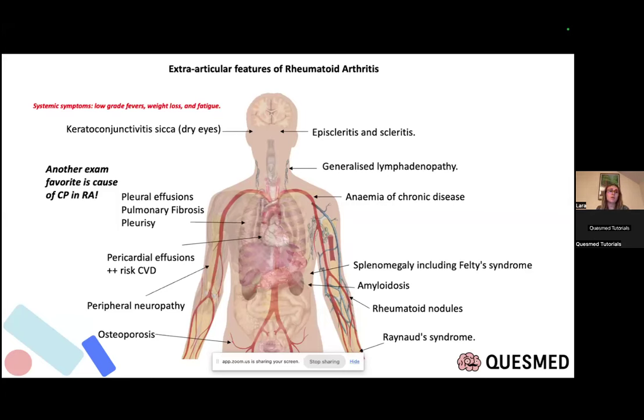Systemic symptoms I've put in red because they are actually really common. So you are getting low-grade pyrexias, you're getting weight loss, and you're getting fatigue. And it's usually over quite a long period of time, you can have up to 6 months before. Then you think eyes, always eyes in rheumatological conditions. Most commonly it's episcleritis and scleritis, but you can also get sicca symptoms, which is your dry, gritty eyes.